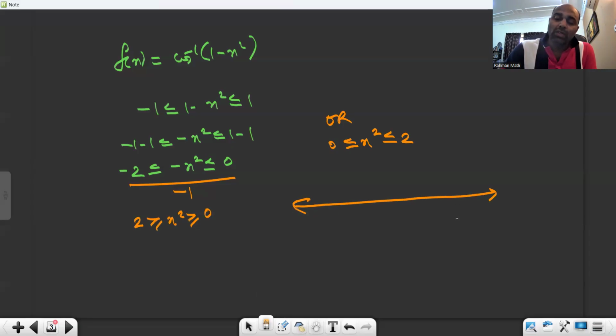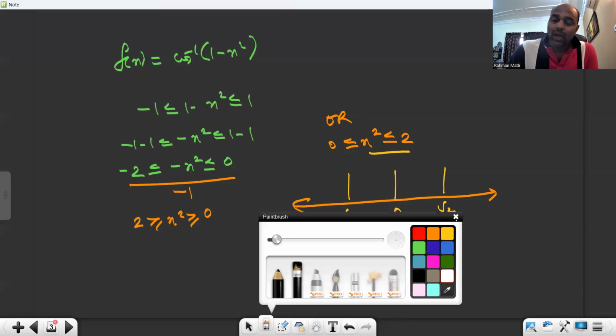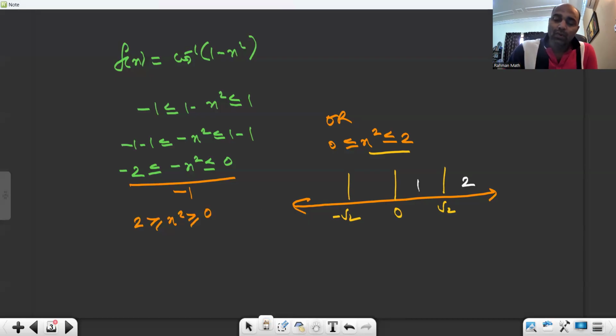X square equal to 0 means x is 0 only. But x square equal to 2 means it can be positive √2 and minus √2. This many possibilities are there. One side is 0, so x square equal to 0. Check values: I took 2, 1, -1, 2. 2 square is 4, rejected. 1 square satisfied. -1 square also satisfied. 2 is rejected.